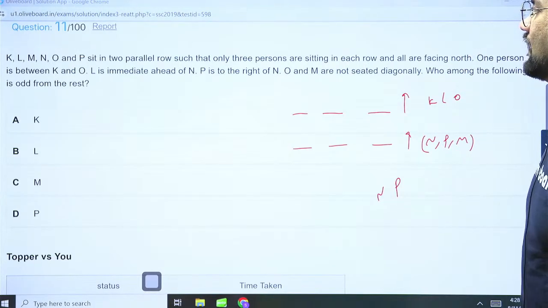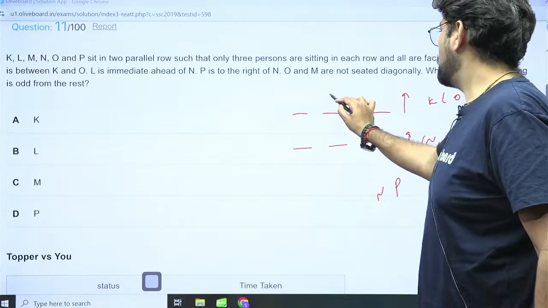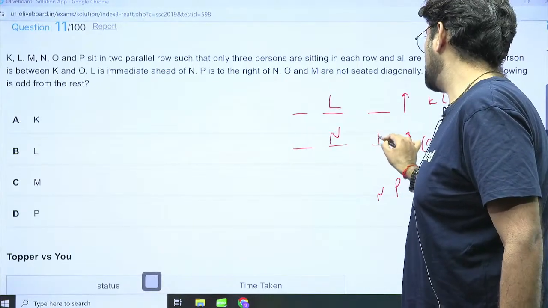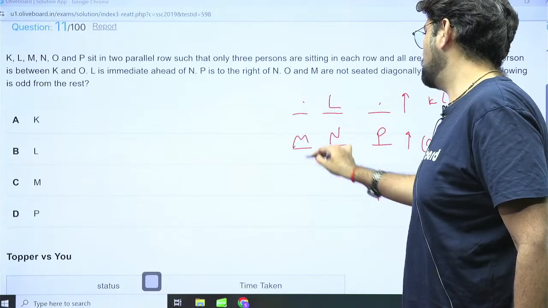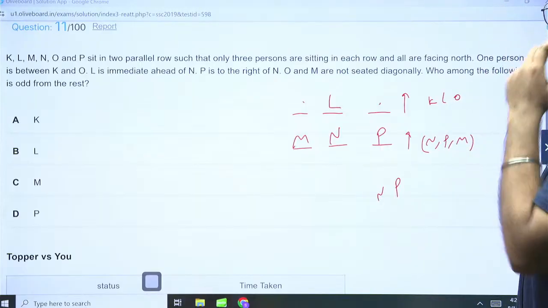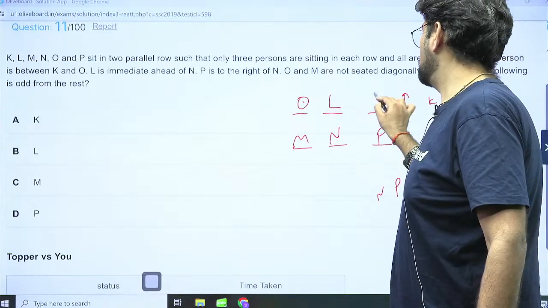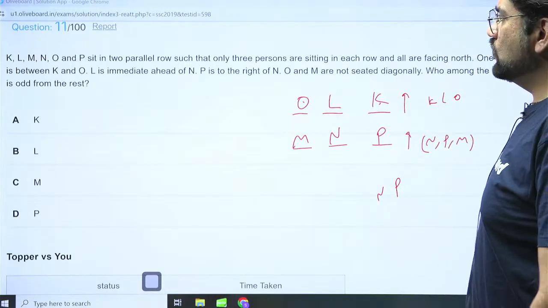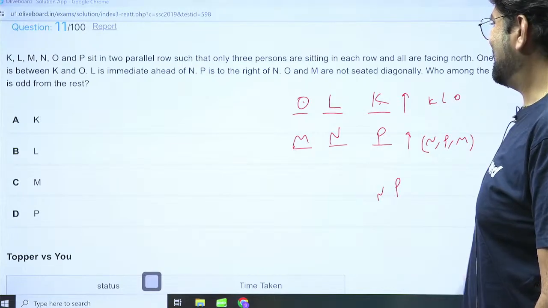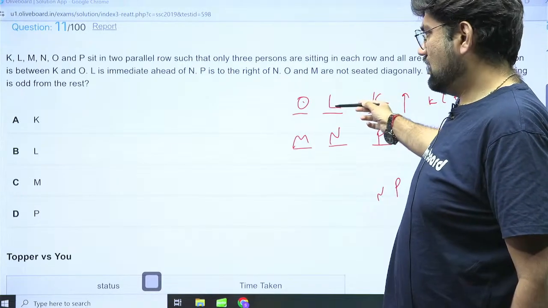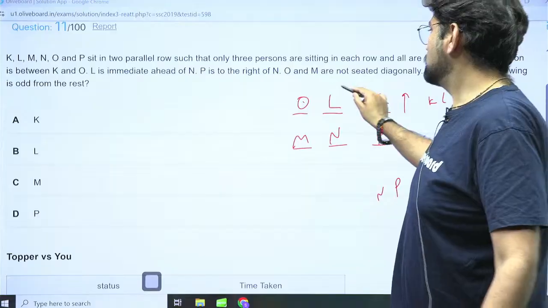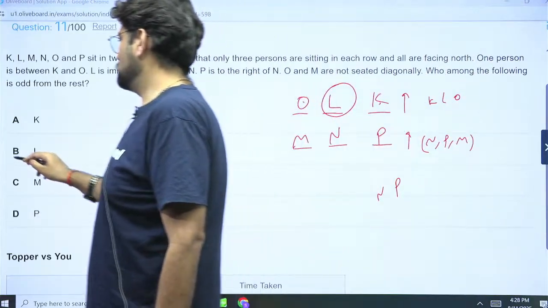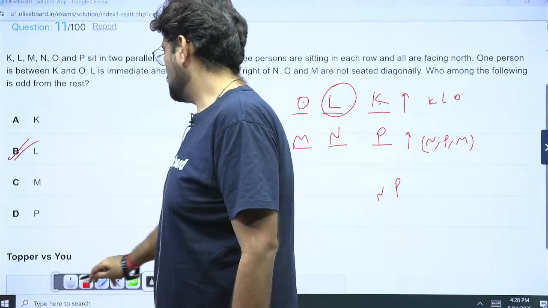Okay. And L is between them, so L has to be here, so N has to be here, so P has to be here. K, O, M has to be here. O and M are not seated diagonally, so O is here, K is here. Done? Who is odd from the rest? K, L, M, P. So L is the only one who is not at one of the corners. So option B is the right answer.